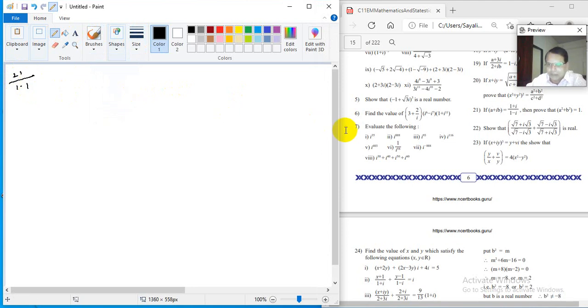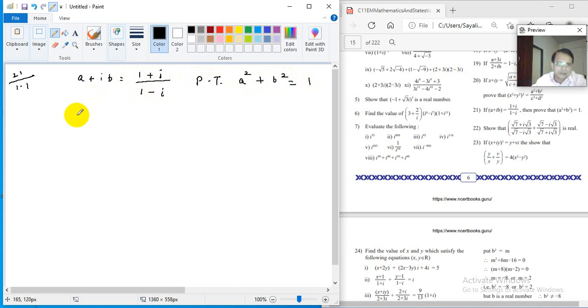See what is written there. If a plus ib is given as 1 plus I upon 1 minus I, we are asked to prove that a square plus b squared is equal to 1. Now, how can you do that? Solution: you are given a plus ib is 1 plus I upon 1 minus I.